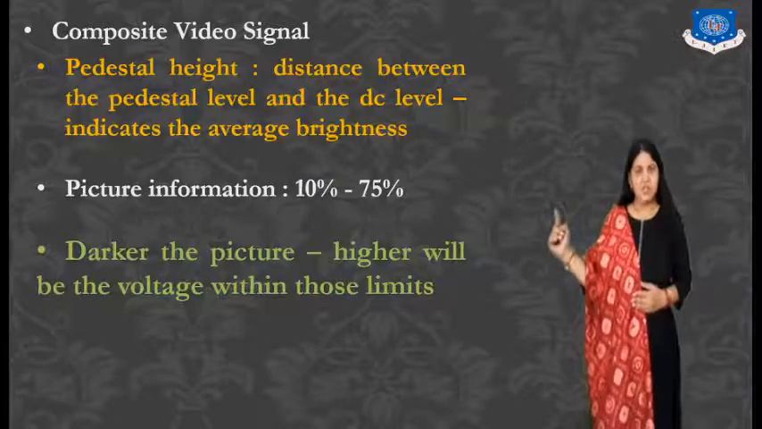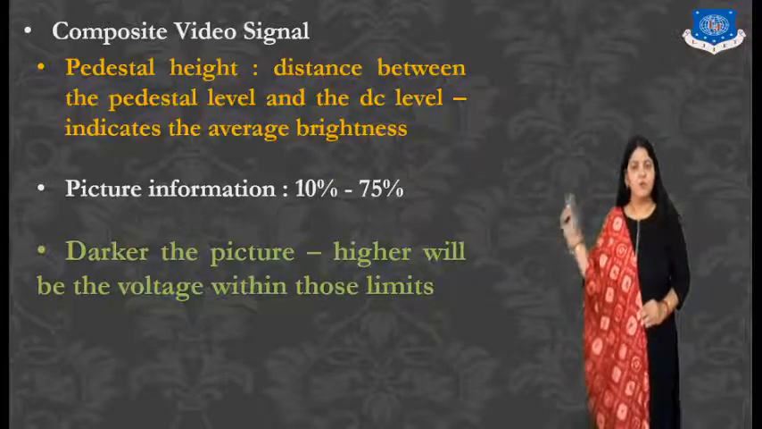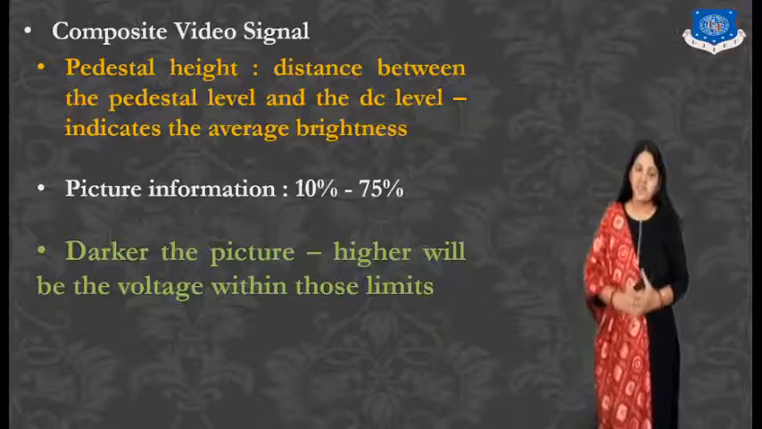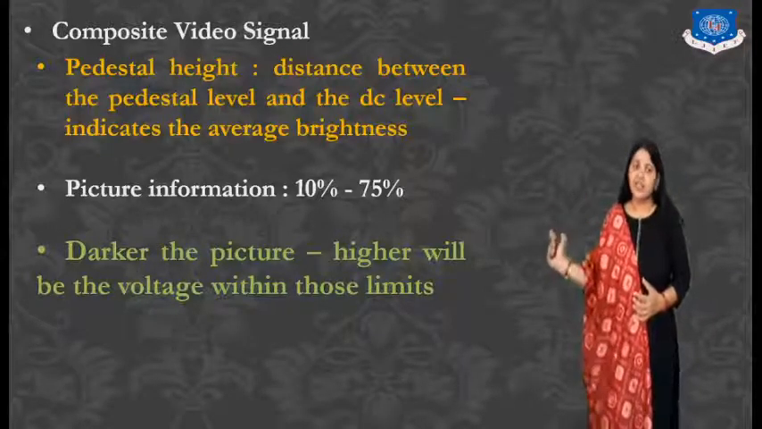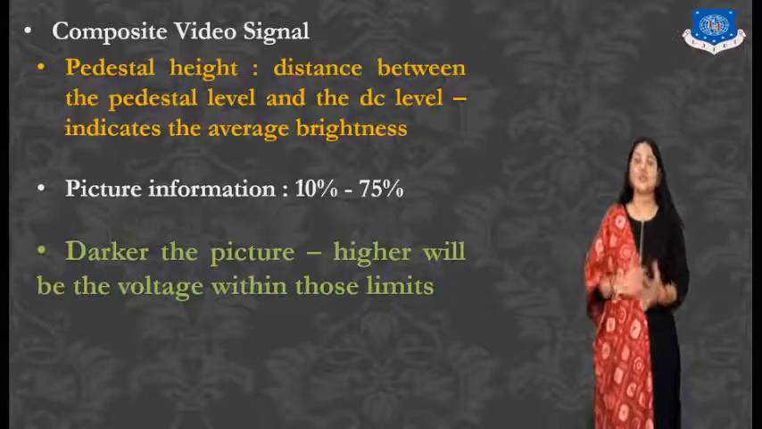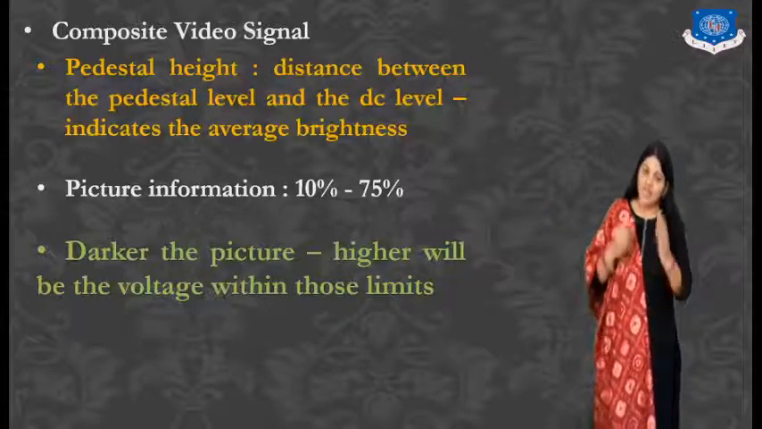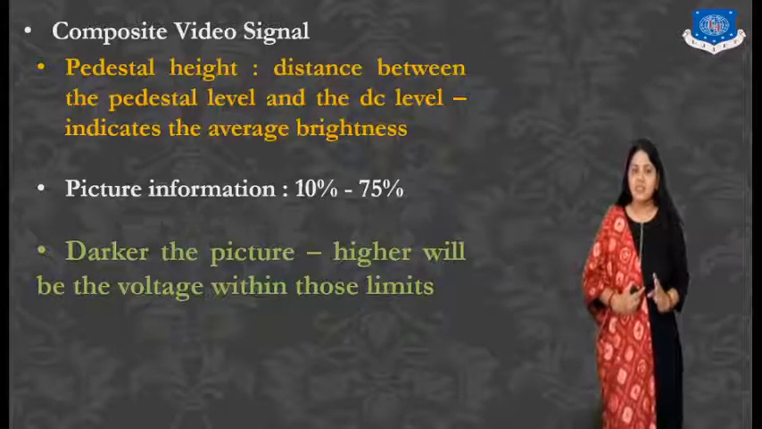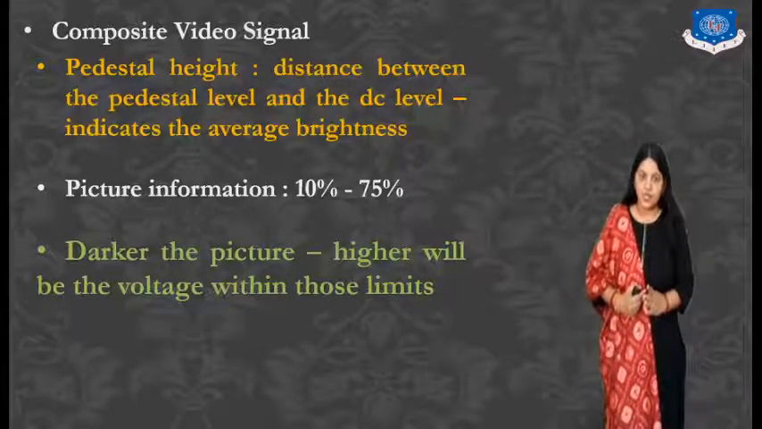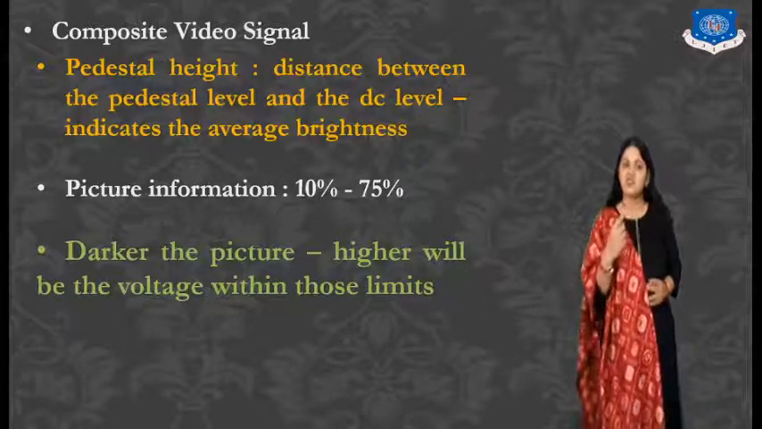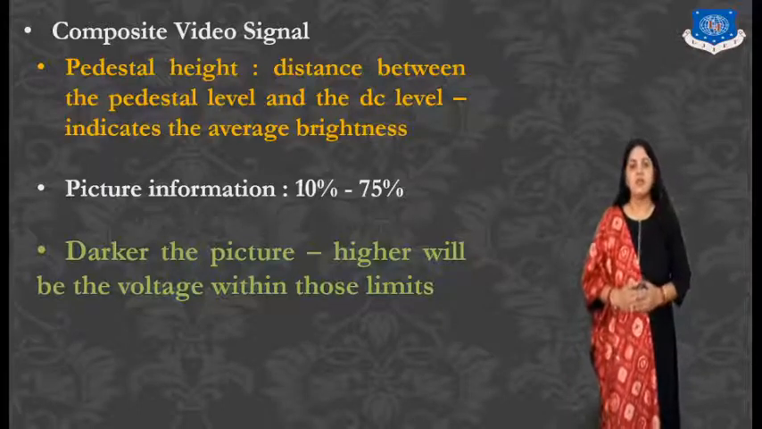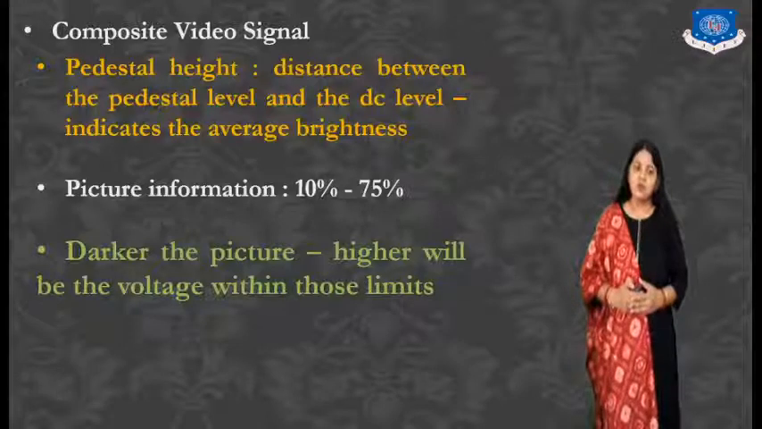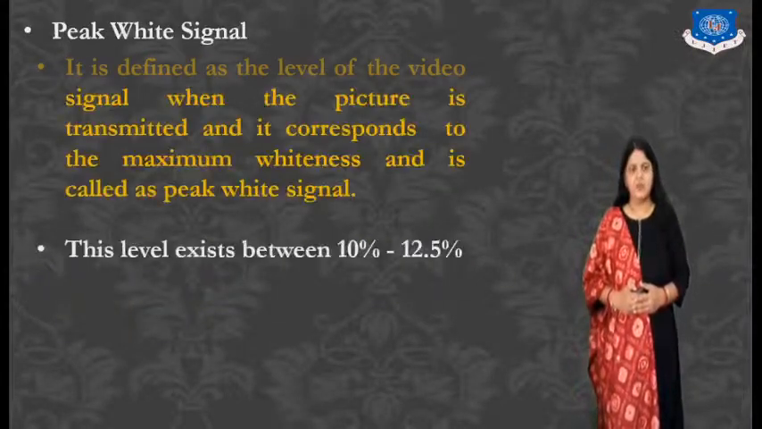The picture information is available from 10% to 75%. The darker the picture, the higher the voltage within those limits. We have seen that on the y-axis there is the amplitude, so the darker the picture, the higher the voltage in that particular limit.